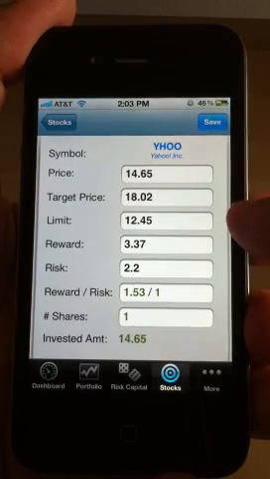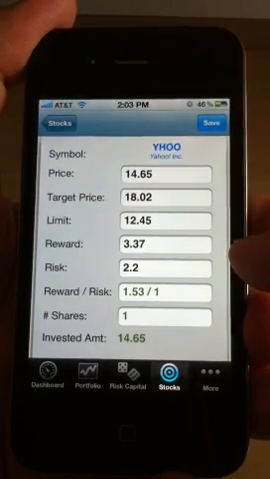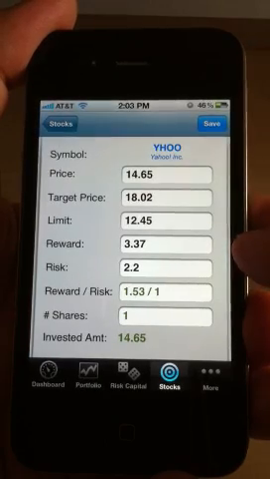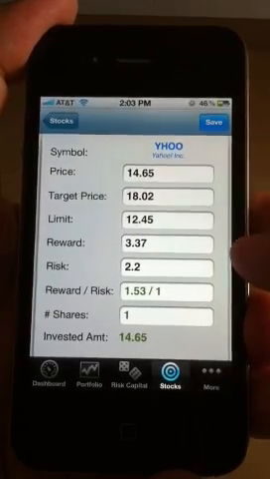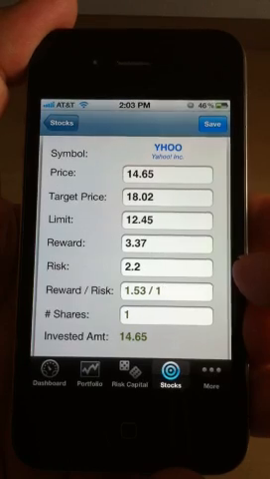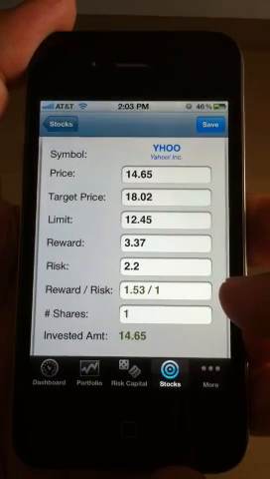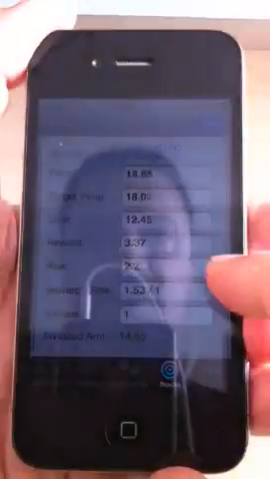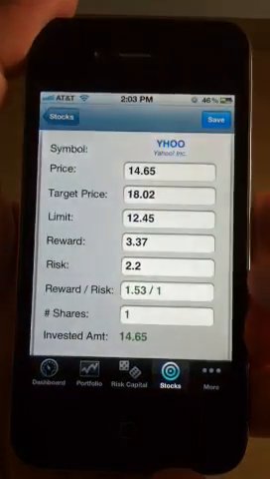If we keep these default values, we calculate that the reward in this case is $3.37 per share and the risk is $2.20, which gives us 1.53 to 1. And that's why it is in green, because it is within our risk tolerance.